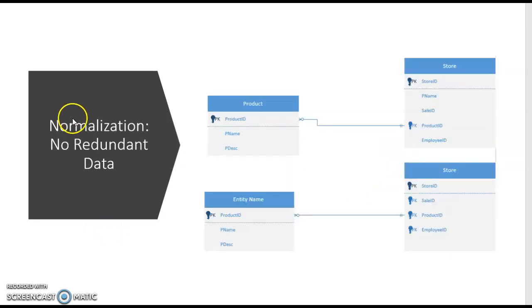The second characteristic of normalization is no redundant data. Above, you see these two tables. This is a violation of normalization because they both have redundant data. In the product table, it has P name and P description, or product name and product description. If you go into the store table, we have product name. They're both in both tables. That is redundant data. We do not want that. Then we also have sale ID, product ID referring to the product table, and employee ID. But still, they have redundant data, and this is not good.